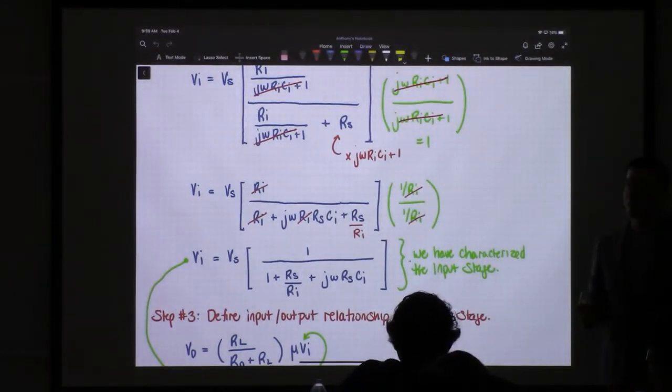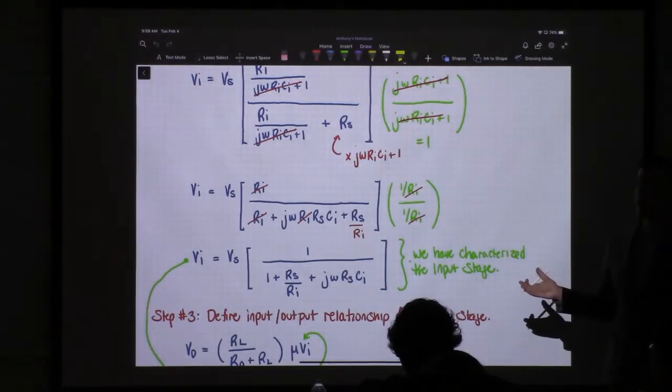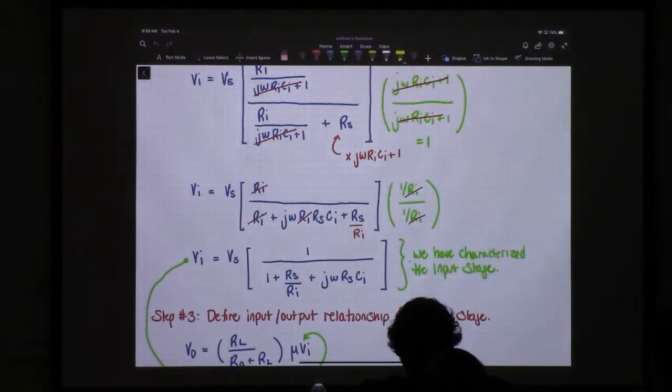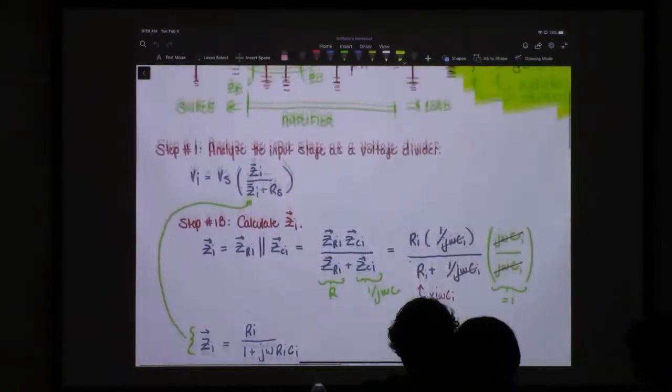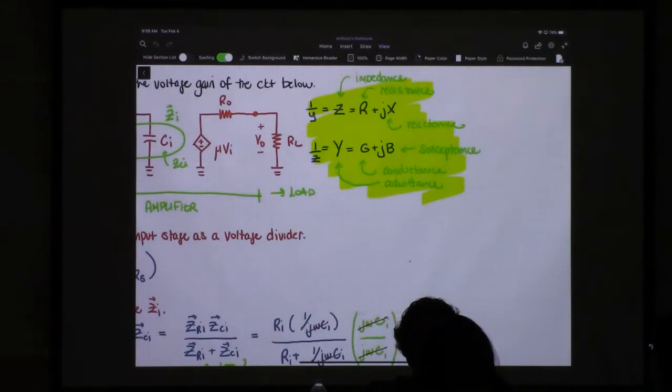This is the hard part of the problem. The input stage is the one that looks different from what we're used to seeing. The output stage only has resistive elements. So the output stage, what does that look like? It's this right here. We'll have a voltage divider only involving resistors, very similar to what we're used to seeing.